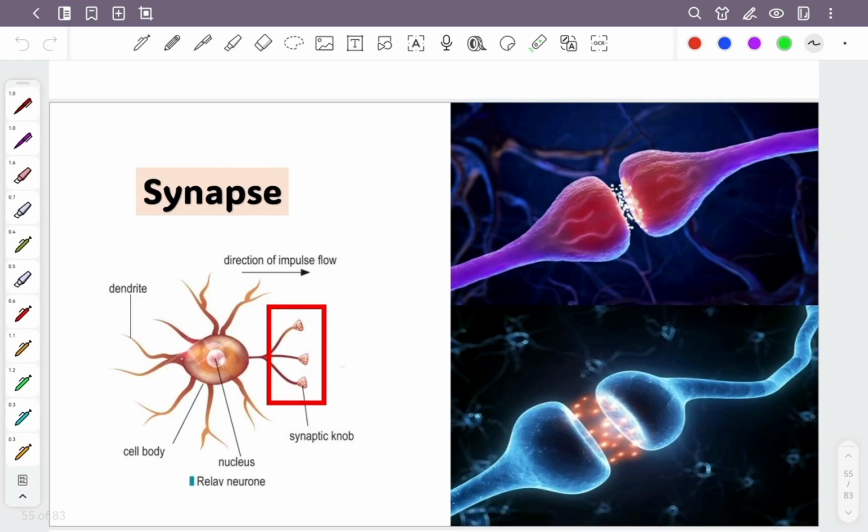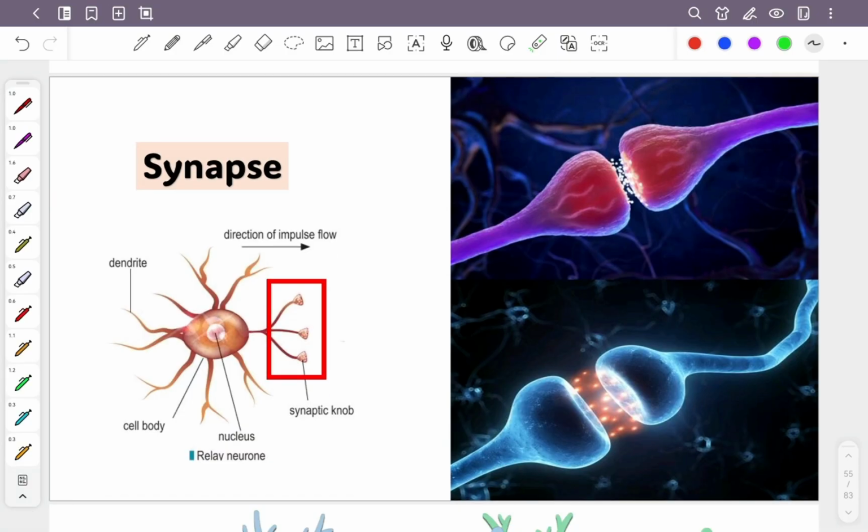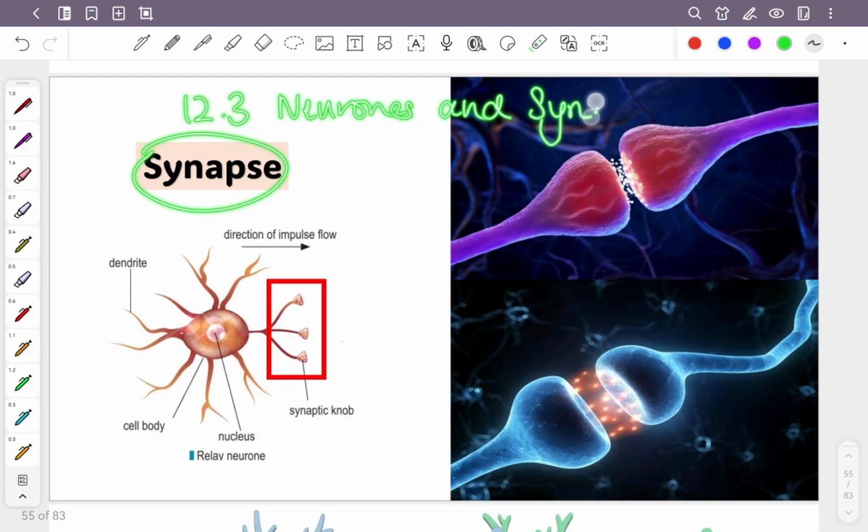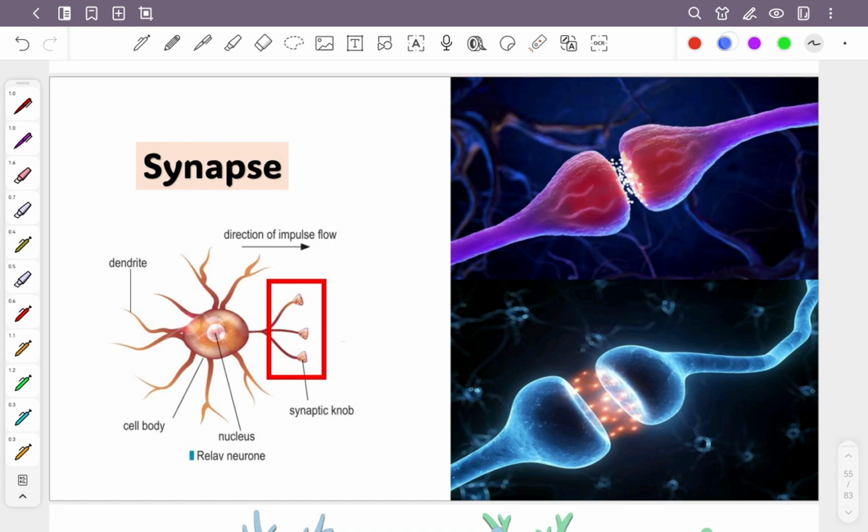Now lastly we look at another word. Let us look at synapse. Just now the topic for 12.3 is neurons and synapse. You already studied neurons, their types, structure and functions. Now we're going to look at what is synapse. When we talked about the structure of neuron, you know this part is the axon terminal. At the very end of the axon terminal, you can see a swollen small circle like this, looking a bit bigger. This is what we call the synaptic knob.